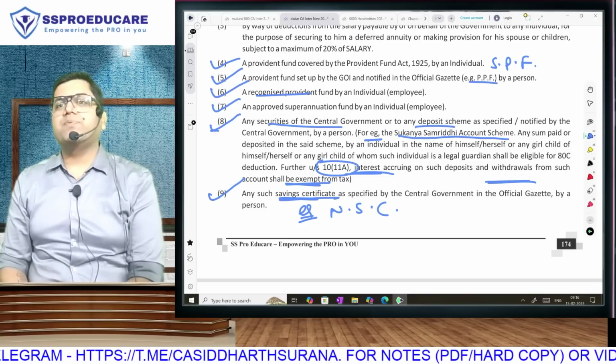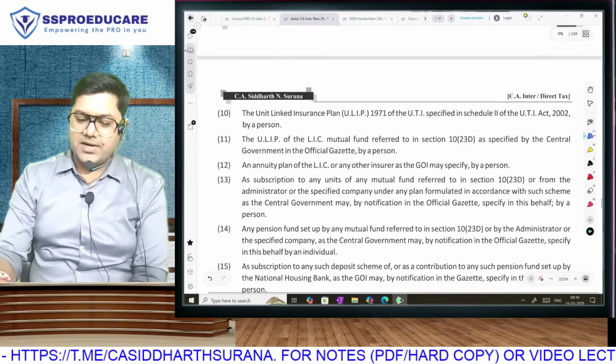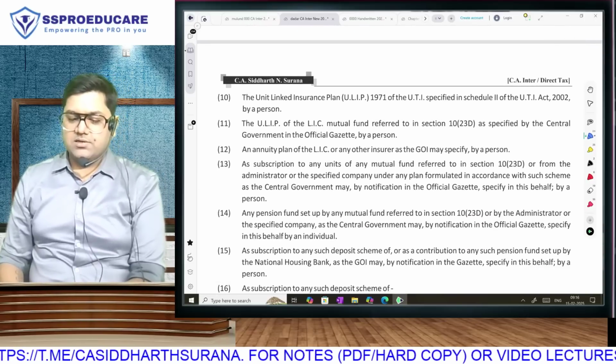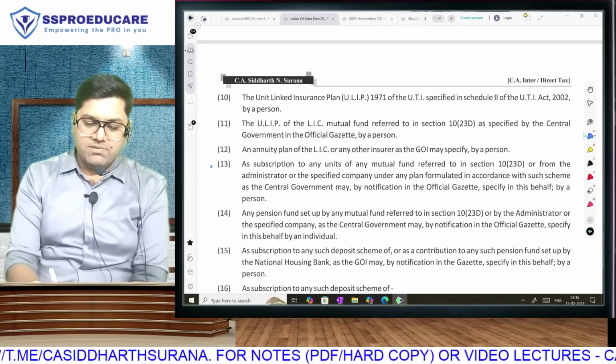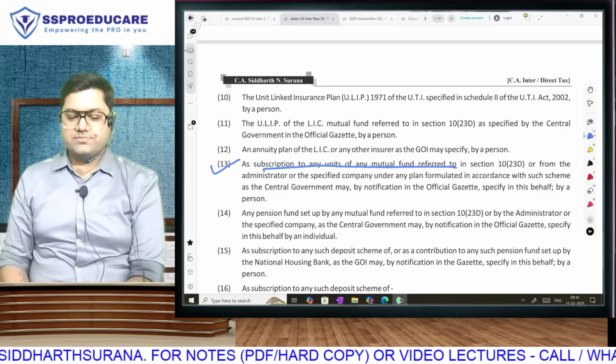not. So on this first page, we have marked 1, 4, 5, 6, 7, 8, 9. Everyone is with me? I am telling you to learn with the ones which are marked. Next, point number 13. Any subscription to units of mutual fund.